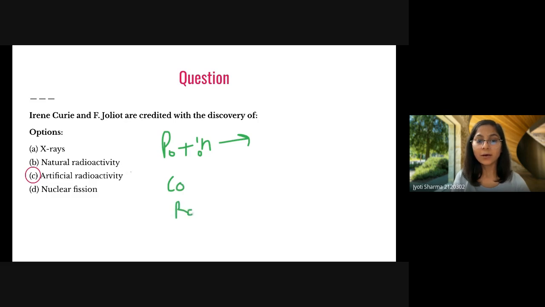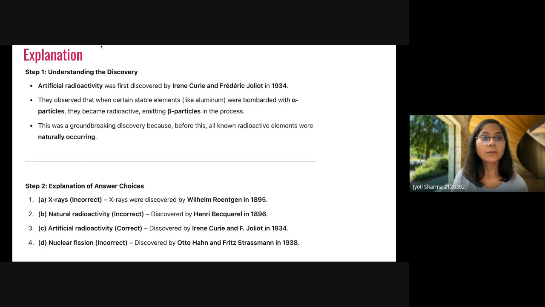And that's how they discovered that, although we do not have such elements naturally right now, we can make some elements that are radioactive in nature, and we can utilize them for medical purposes and a lot of other purposes, right? So they discovered artificial radioactivity. So C is the right answer. Maybe I have a little explanation for this.